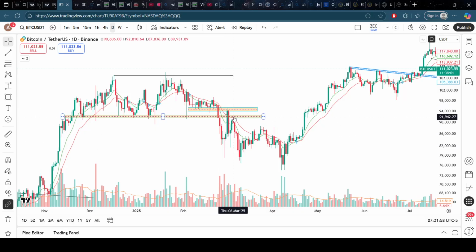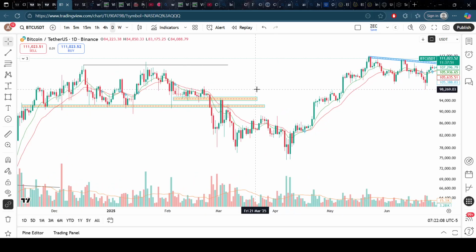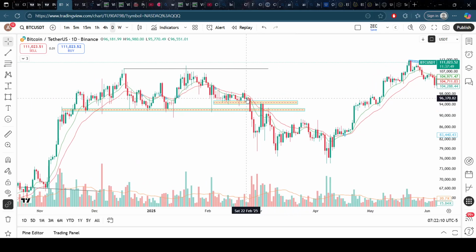Now a second time, and this time you can see it got rejected almost perfectly off of the long-standing range support zone. So if you, in this case, want to trade this, well, you wait for a breakout in either direction. You see a range, you wait for a breakout.